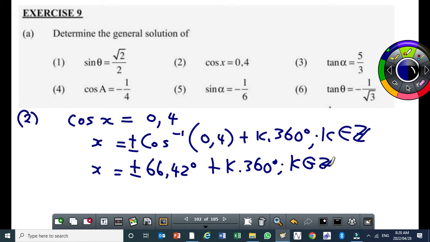Please be aware that from Tuesday's lesson, this plus or minus here is an indicator that we have two general solutions there. So our reference angle here can be either the positive 66.42 or the negative 66.42. So we have two reference angles there.